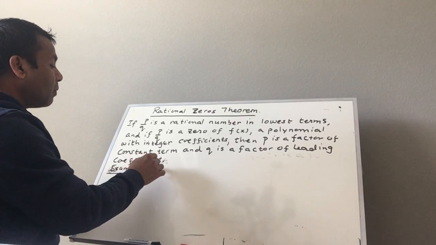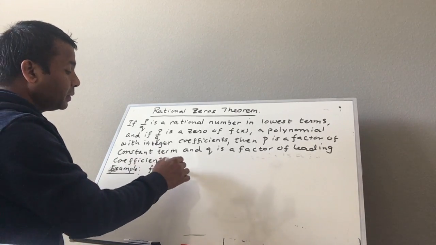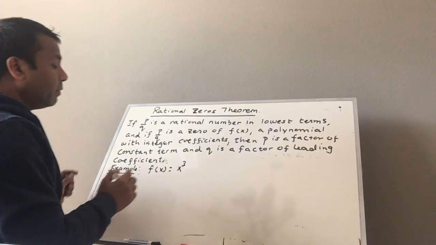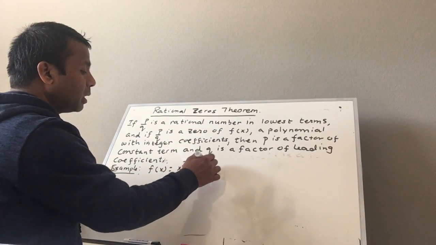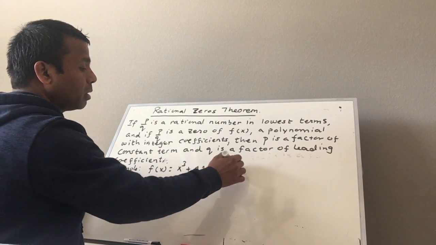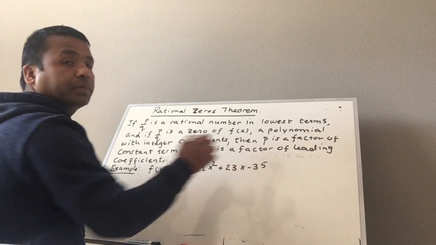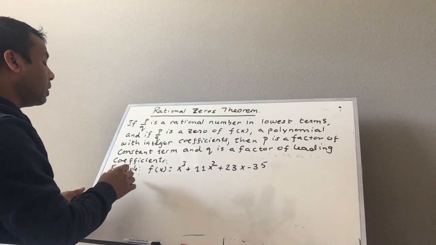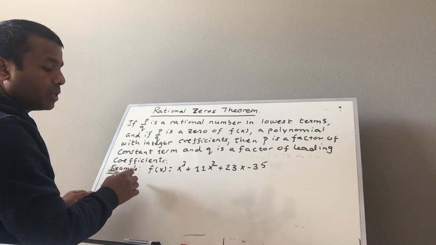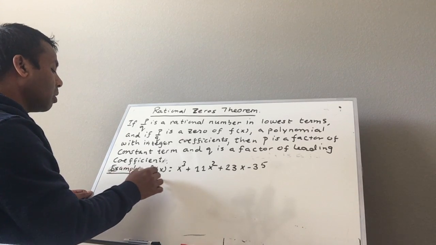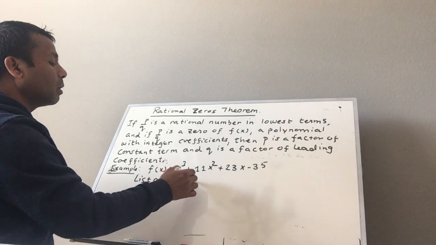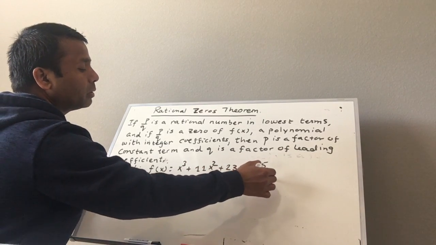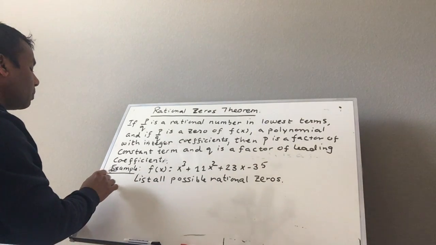So you have a polynomial function f(x) equals x cubed plus 11x squared plus 23x minus 35. Now you have to list all possible rational zeros. So how can you solve this problem?